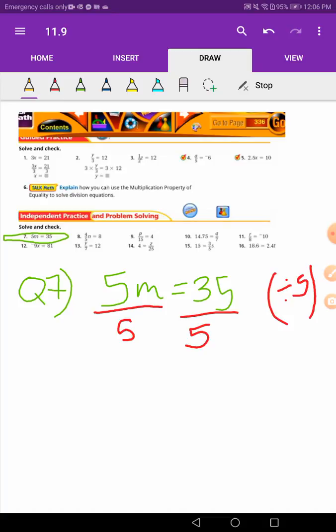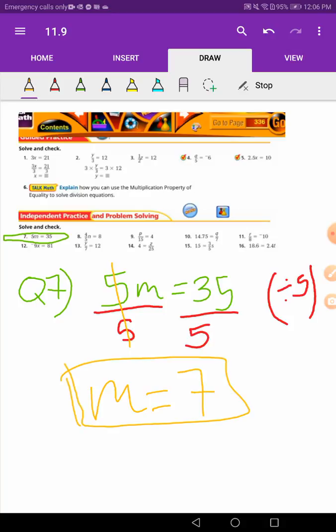Then 5 divided by 5 means 1. So I'm going to cancel the 5 with the 5. What do we have left over here? We have m. And to keep it balanced, I divided the second side by 5. So we have 35 divided by 5, which is 7. Let's check now. Is 5 times 7 equal to 35? Yes, it is.